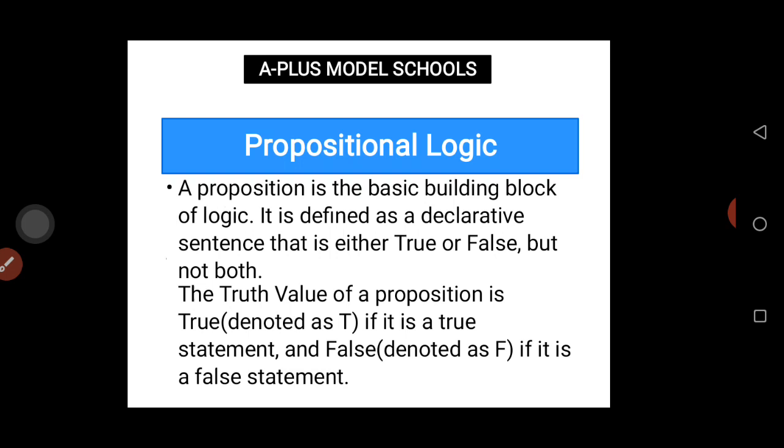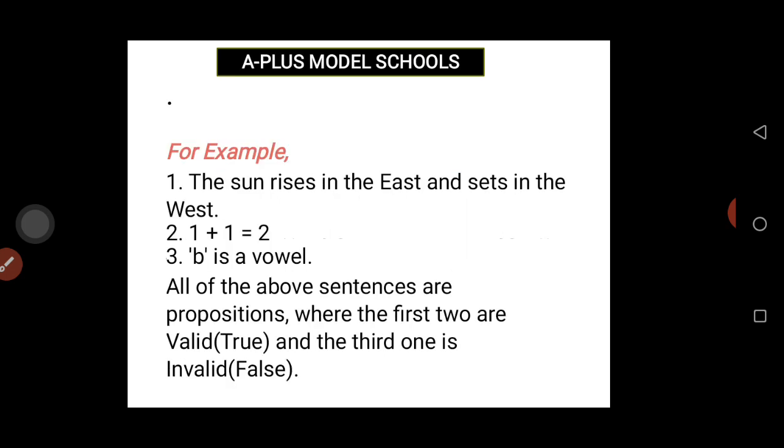So if the statement is false, you represent it as F. And if the statement is true, you represent it as T. For example, the sun rises in the east and sets in the west. So you can see, truly the sun rises in the east and sets in the west. So the sentence in example 1 is true, which is denoted as T because the statement is true.